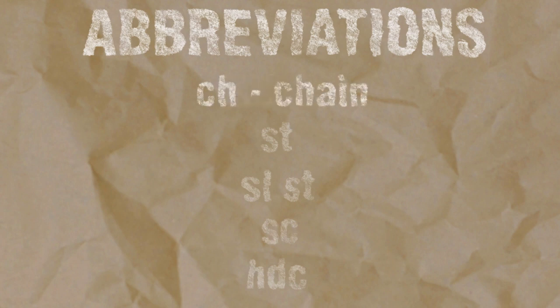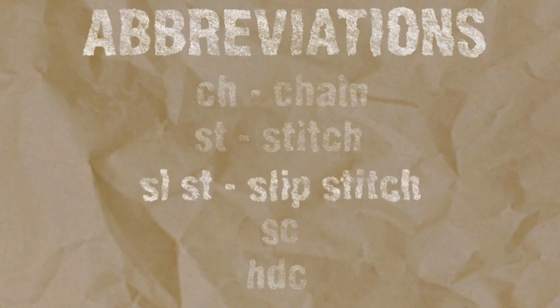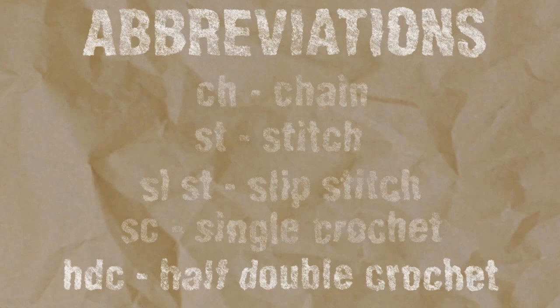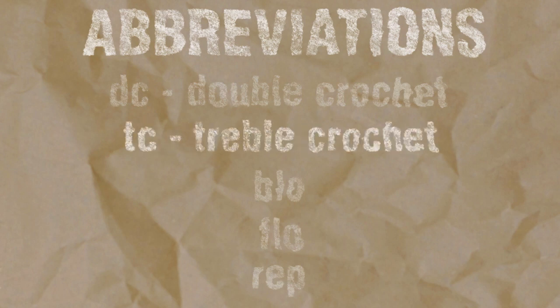Next, you'll see a list of abbreviations. The first one is CH. CH stands for chain. Next one is ST. ST stands for stitch. The next one we'll talk about is SL ST. That stands for slip stitch. After that we have SC, which is single crochet, and then we have HDC, half double crochet, and then we have DC, double crochet, and also TC, treble crochet.